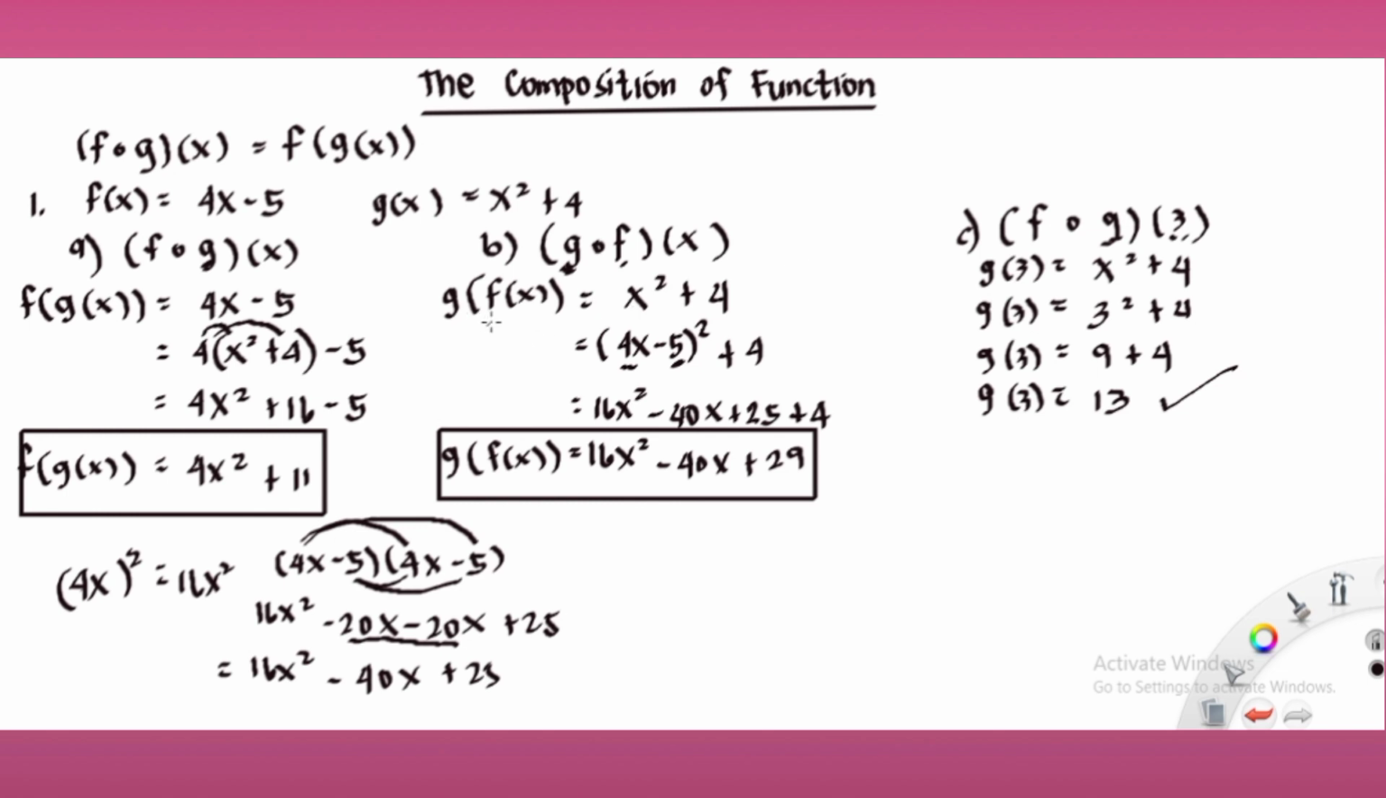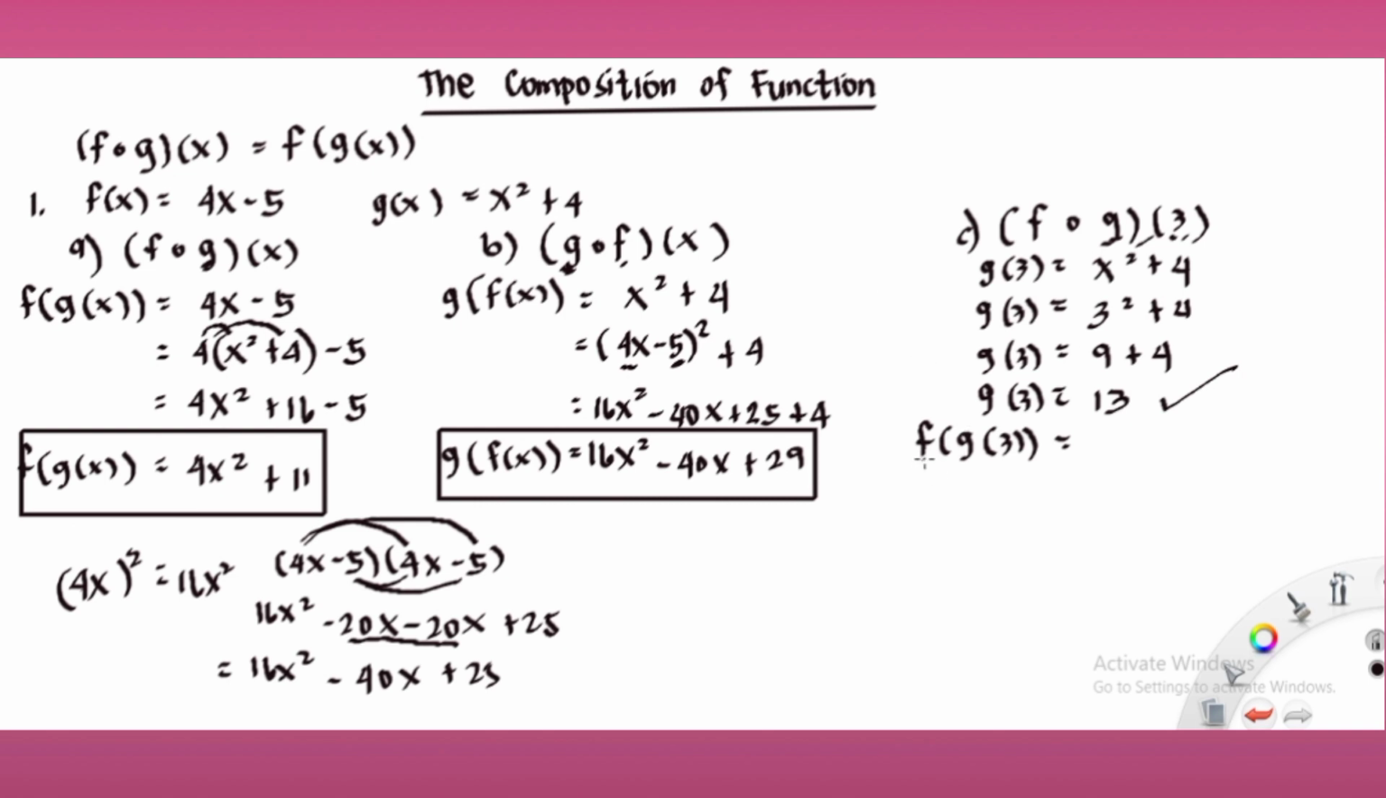Again, hindi natin ginawa yung sa letter A and letter B dahil wala namang value na ibinigay sa X. Sa letter C, meron po kasing ibinigay which is 3. That's why we first evaluated for G of 3. Now, we already have the value of G of 3. Pwede na natin i-substitute ang value na ito sa f of x. Ito na ang magiging domain ng f of x. So, we're going to have here now f of g of 3.